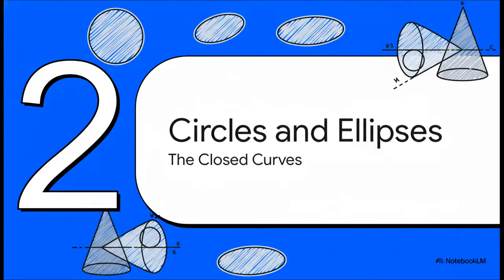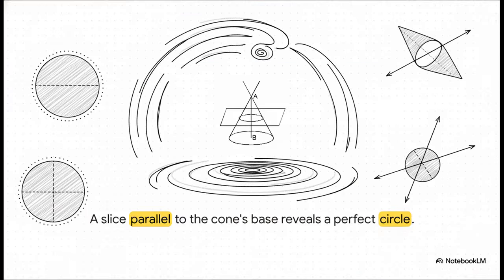All right, let's put this into practice. We're going to start with the simplest slices and then get a little more adventurous. First up, the shapes that close back in on themselves. So if you take your blade and slice it perfectly level, totally perpendicular to that central axis, you get exactly what you'd expect, a perfect circle. It's the cleanest, most symmetrical cut you can make.